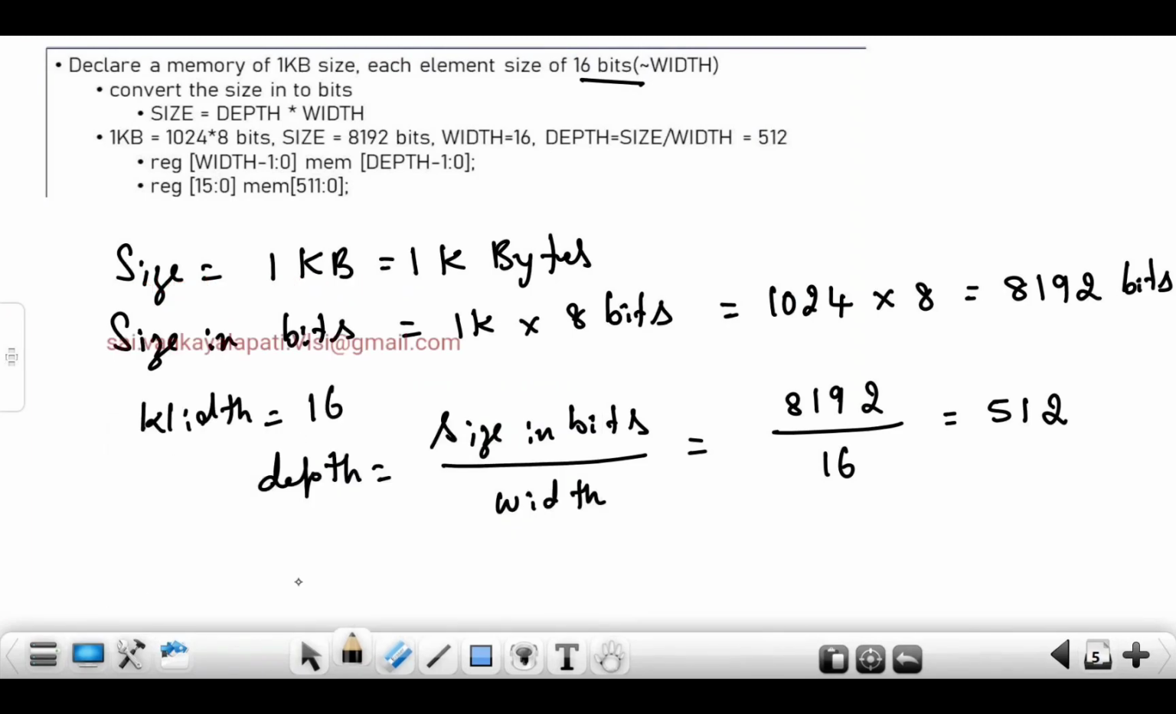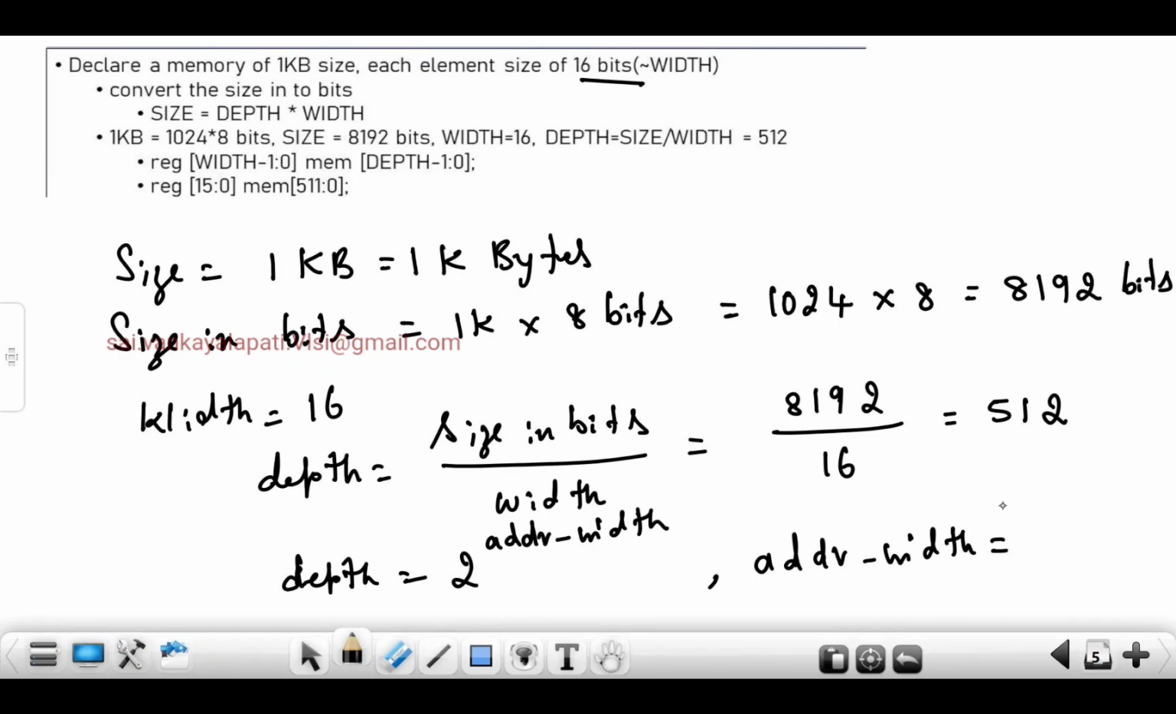So depth is equal to 2 power what? Address width. You can take log on both sides, and you can calculate the address width. So this is 2 power 9, how much? 512. Therefore, address width is nothing but 9. Did you understand this?